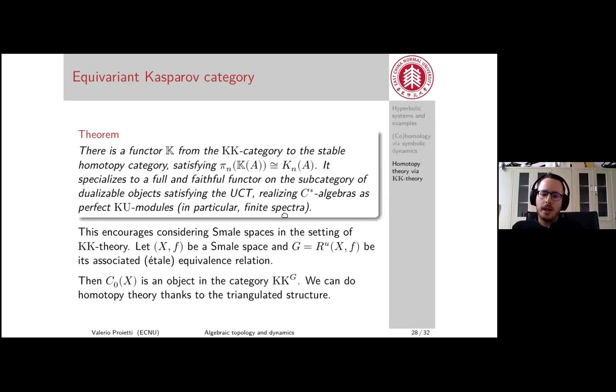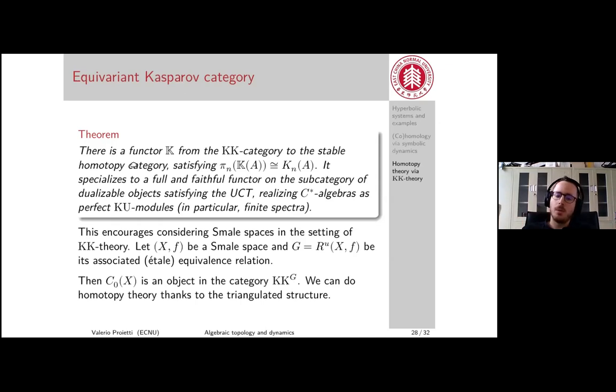Indeed, if I consider the KK category, this actually embeds into the stable homotopy category. And so in particular, there is this functor. A certain C*-algebra A gets sent to a certain spectrum KA in the stable homotopy category. And the nth homotopy group of the spectrum is exactly the nth K group of A. If I specialize this functor on the subcategory of C*-algebras which satisfy the UCT and also satisfy Spanier-Whitehead duality, so Poincaré duality as it was previously called, this functor becomes full and faithful. And so in particular, the C*-algebras will be realized as perfect KU modules. What this means is that they are compact objects in the category of module spectra, and in particular, they are finite spectra.